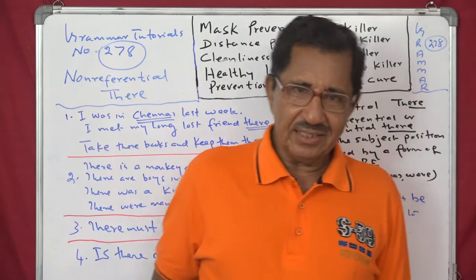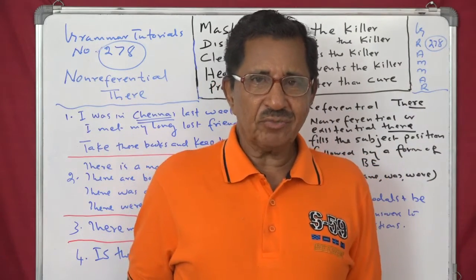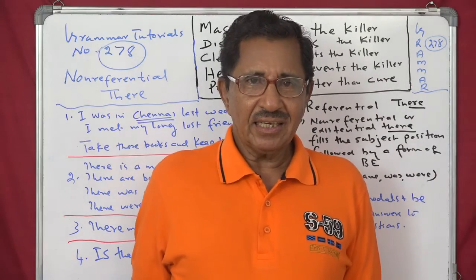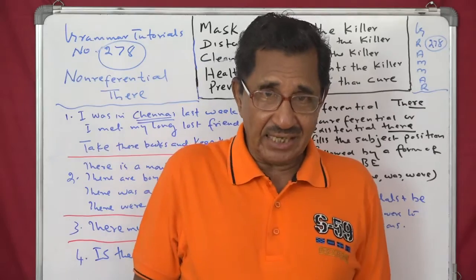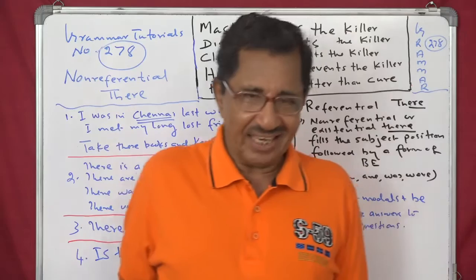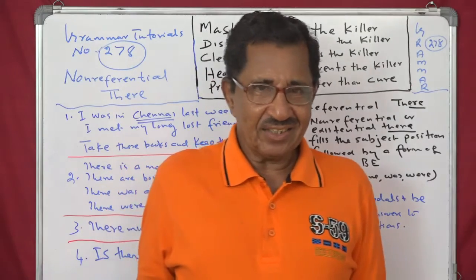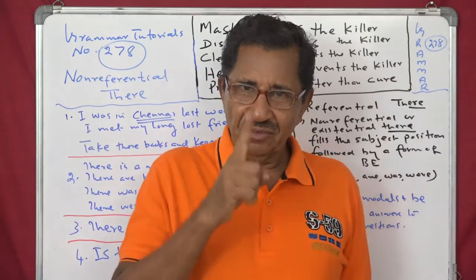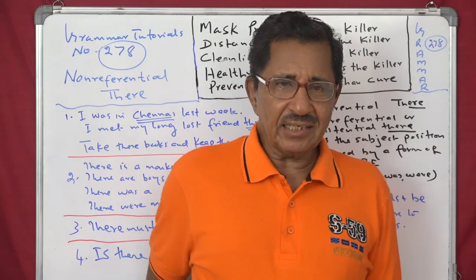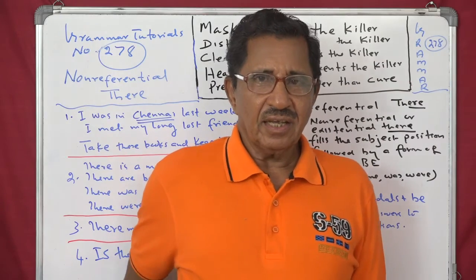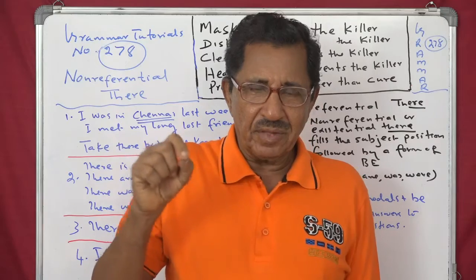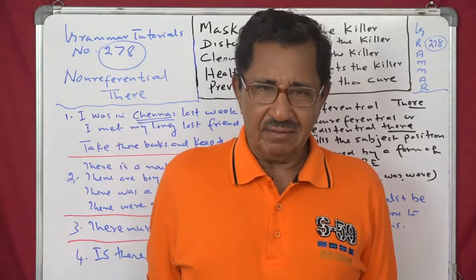And again you can say, there was a king who was very kind. There is a king who is very kind. There are kings who are very kind. There were kings who were very kind. I think that is clear. That is the second point today. First one I told you, referential use. Second is non-referential. And this is the first point in non-referential use of there.